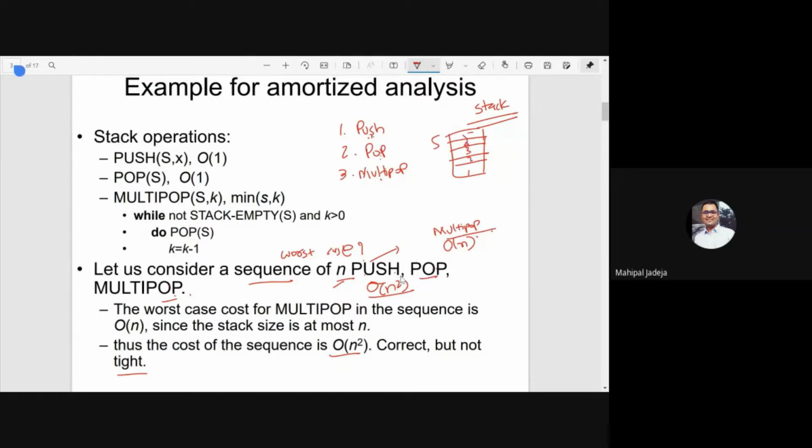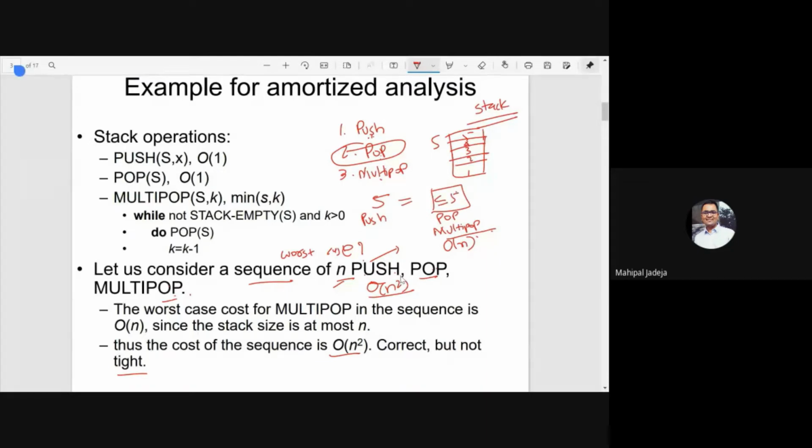Now the question is, how many times can you apply pop on this? Let's say the number of elements in the stack is 5. That means you have applied push operation 5 times. What can you say about the number of pop operations? How many pop operations can you apply? At most 5, right? So pop must be less than or equal to 5.